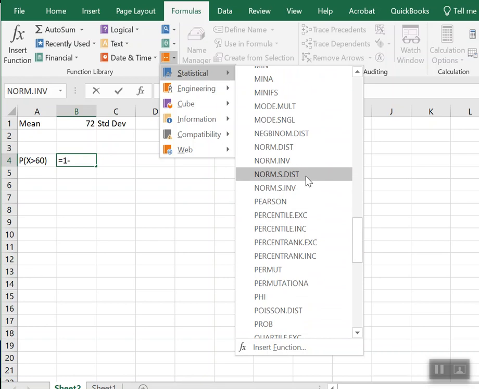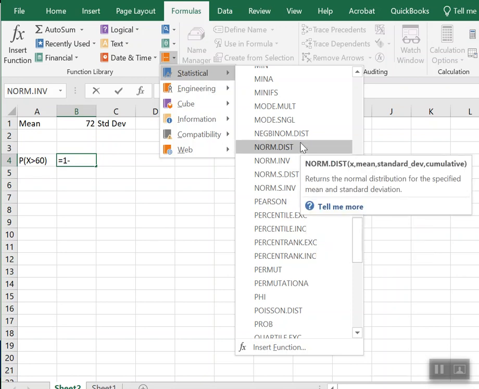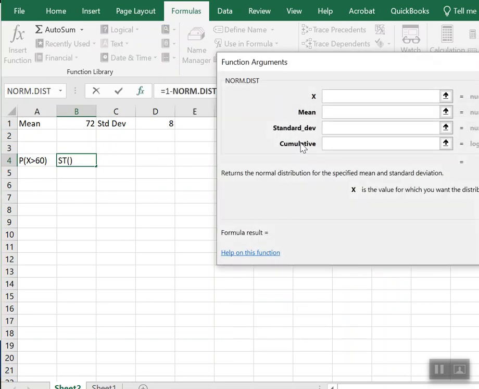Now, I don't want to choose the NORM.S because this isn't a standard normal distribution. Remember, I'm converting it to a normal distribution. So I'm going to choose just the NORM.DIST. When I open this up, it tells me x, first of all, is my observation, the variable that I'm looking for. In this case, that was 60. I want to know the probability the score would be greater than or equal to 60. My mean, I can type in 72 here.